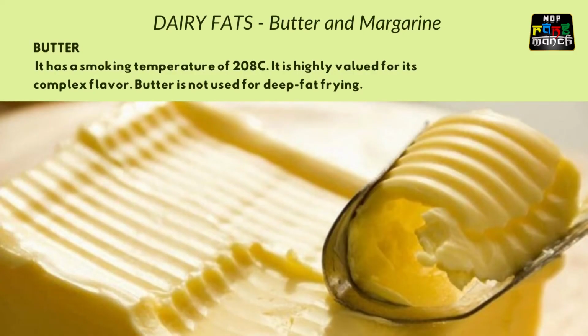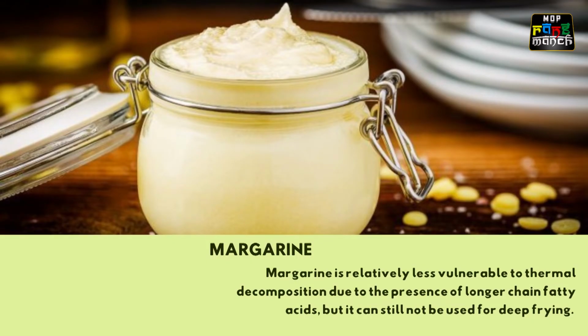Dairy fats like butter and margarine. Butter, it has a smoking temperature of 208 degrees Celsius. It is highly valued for its complex flavor. Butter is not used for deep fat frying because the water content restricts the cooking temperature, and the short chain fatty acids cause a rapid breakdown and discoloration. Margarine, it is relatively less vulnerable to thermal decomposition due to the presence of longer chain fatty acids, but it can still not be used for deep frying.